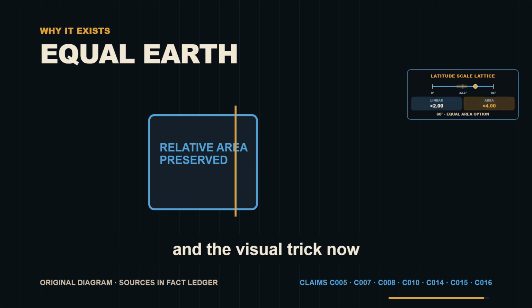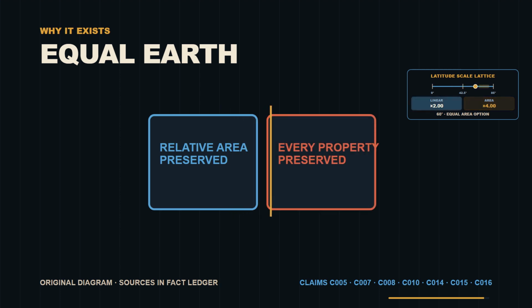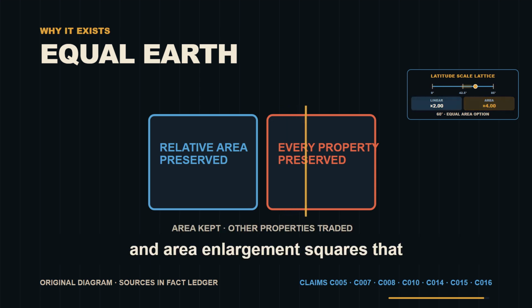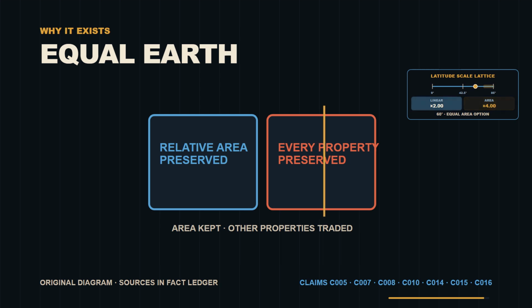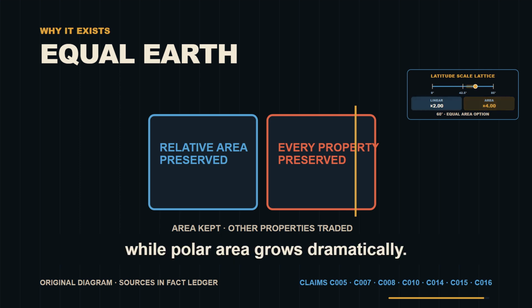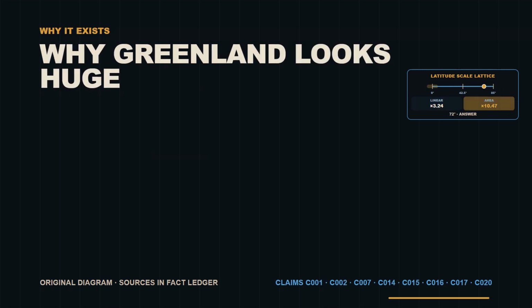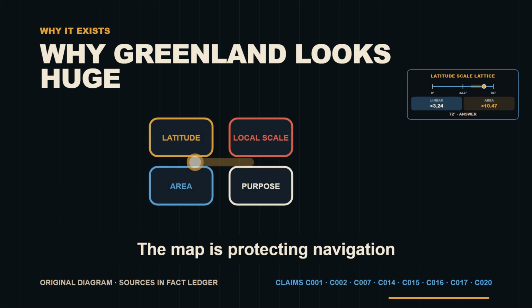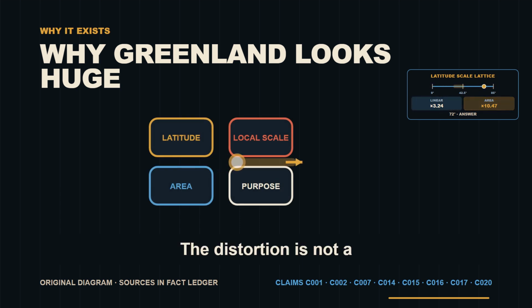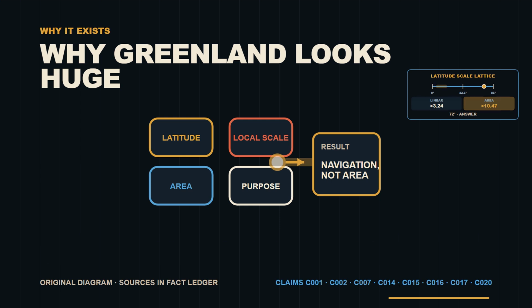Return to Greenland, and the visual trick now has a mechanism. Its northern latitude multiplies local linear scale, and area enlargement squares that multiplier. Mercator preserves useful local angles and straight rhumb lines, while polar area grows dramatically. So why does Greenland look huge? The map is protecting navigation geometry, not comparing land area. The distortion is not a hidden mistake. It is the visible cost of the projection's chosen job.